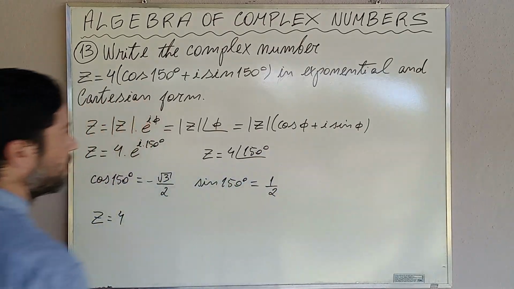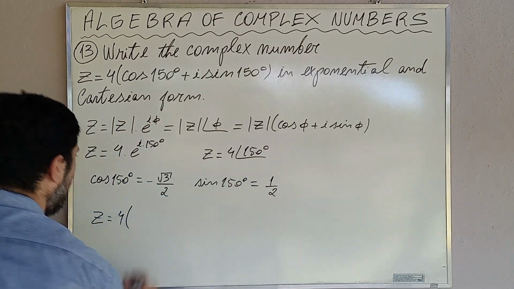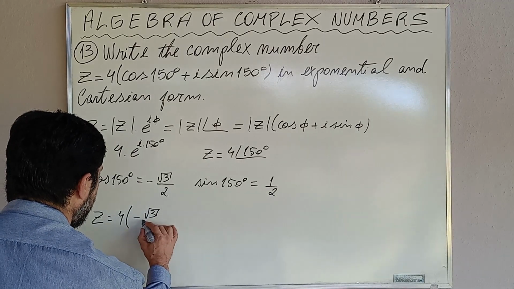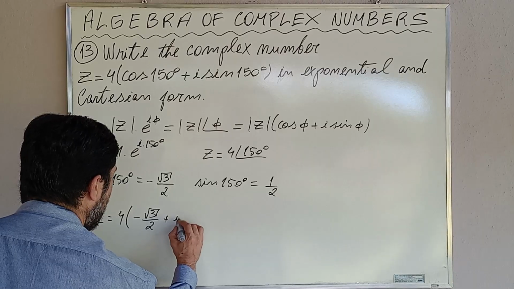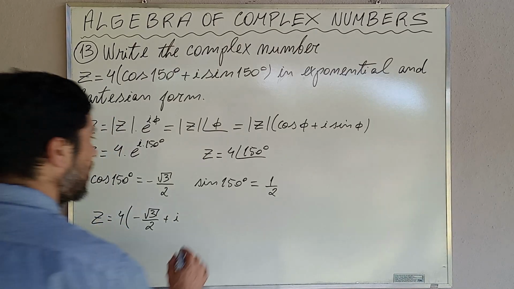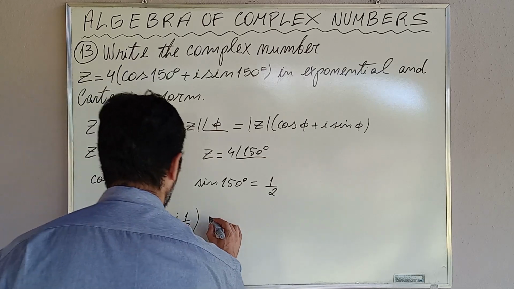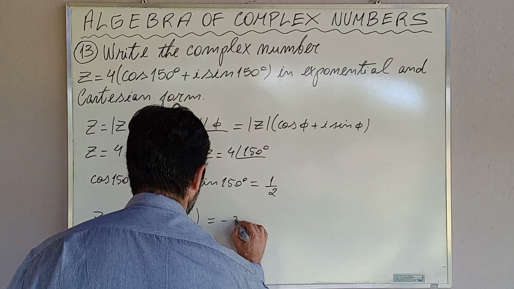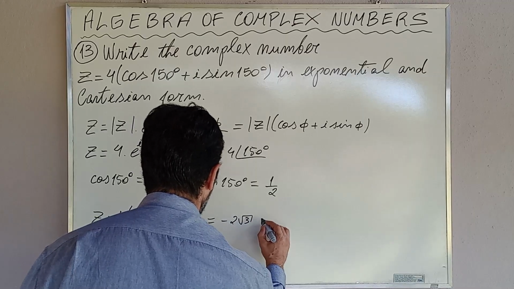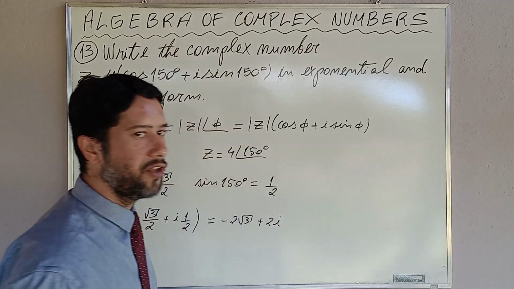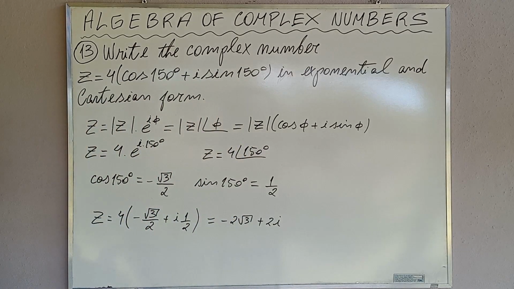We are using here times the cosine of the angle, negative the square root of 3 divided by 2, plus i times the sine, a half. And this is equal to negative 2 times the square root of 3 plus 2 times i. And this is the solution of this exercise, the exponential form and the Cartesian form.